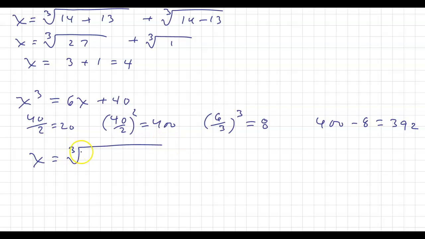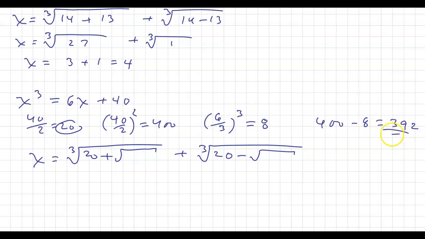So according to the formula, this 20 goes here and here. There's a plus, there's a minus, there's a square root, there's a square root, and inside the square root goes this number here.